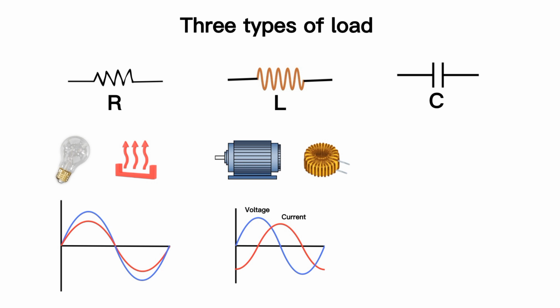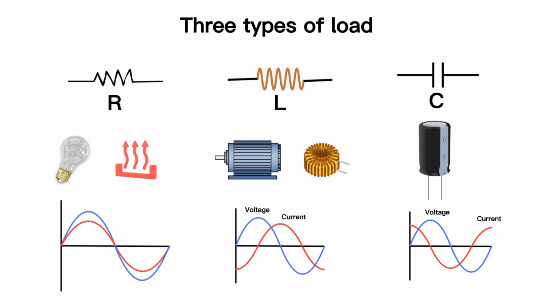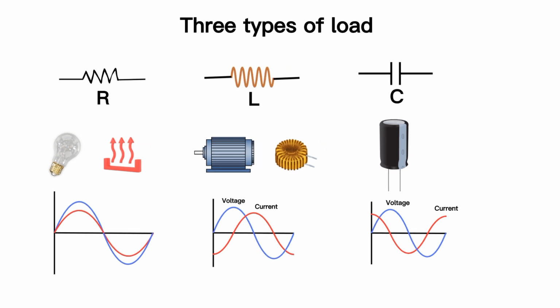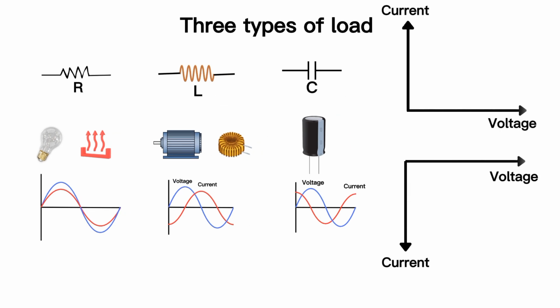Capacitive load is the capacitor itself. This also causes a phase shift between voltage and current, but it produces a leading power factor, which means current leads voltage, again indicating that not all of the electricity is being used to do work. If we draw a phasor diagram for a purely inductive load and a purely capacitive load, we can see they are opposite to each other.